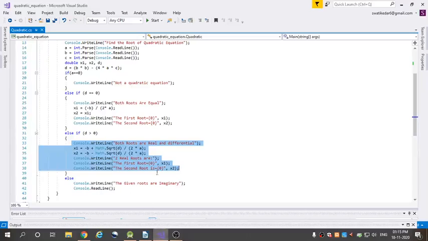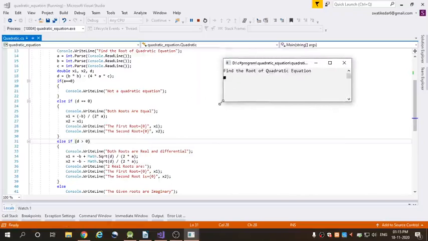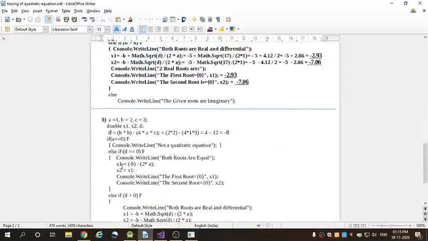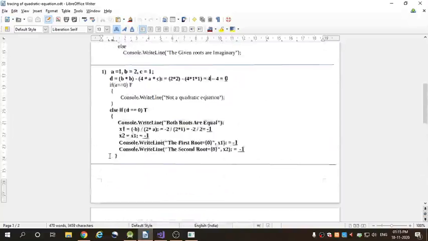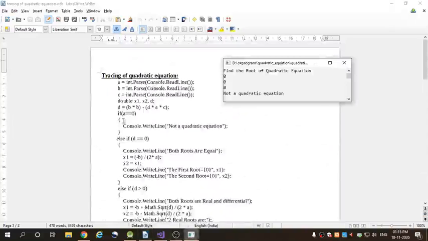After that we see the case for not a quadratic equation. For that you have to click on start, and enter here 0 0 0 and enter. You see here, not a quadratic equation. This means if I enter 0 0 0, then it prints not a quadratic equation.